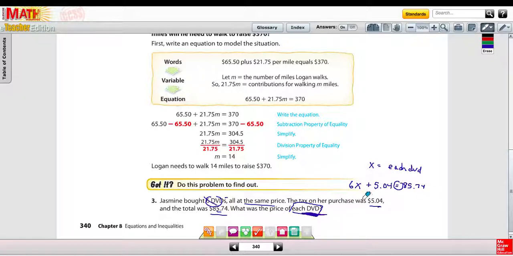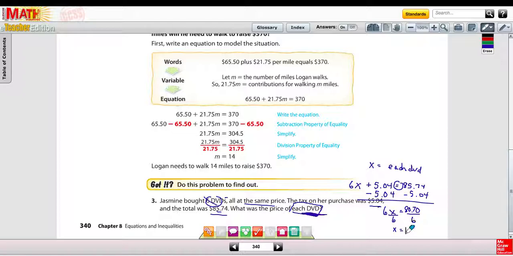you're going to substitute all these numbers into an equation format so that we can solve. Can this problem be solved a different way? Absolutely. But this chapter's focus is on writing equations and solving them. So that's the strategy we're going to try and perfect. We're going to subtract 5.04 from both sides, and we get 6x equals $80.70. Divide by 6, divide by 6, x equals, let's see if I can do this mentally.